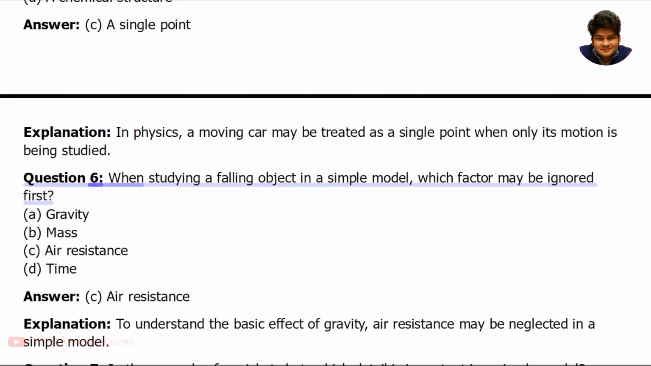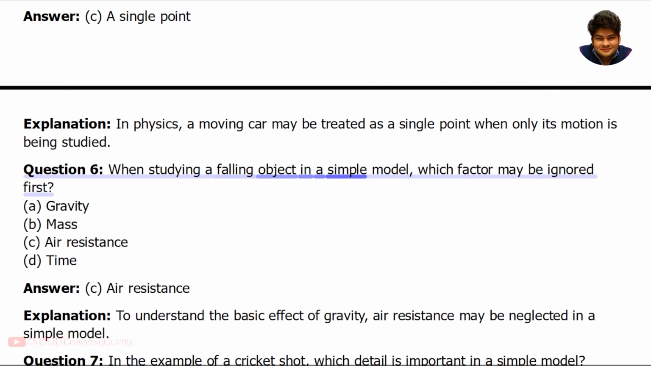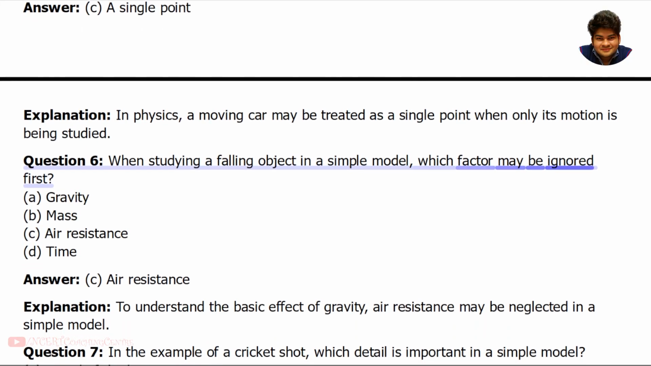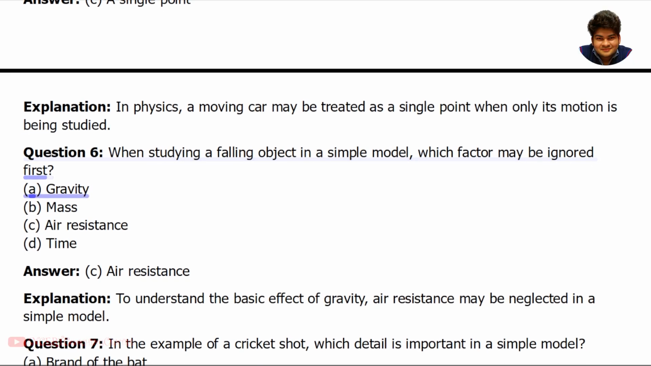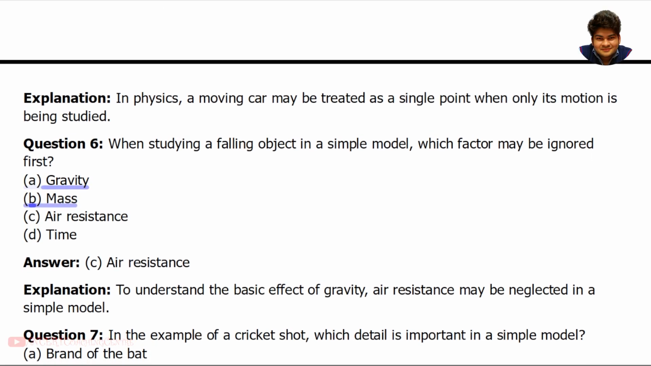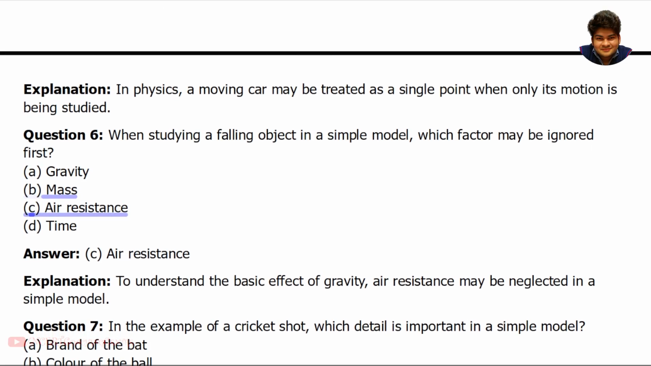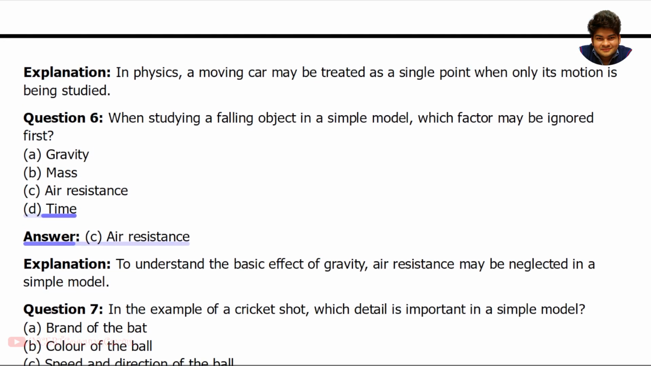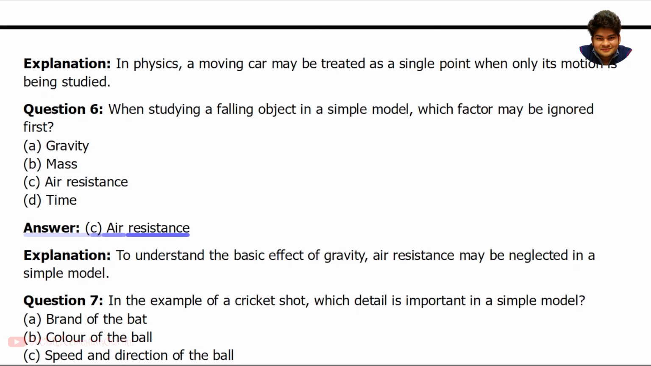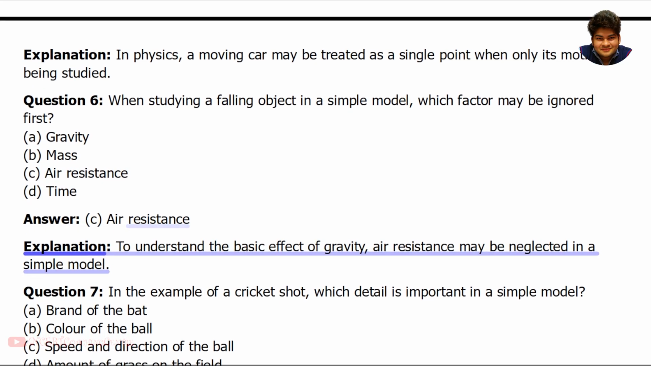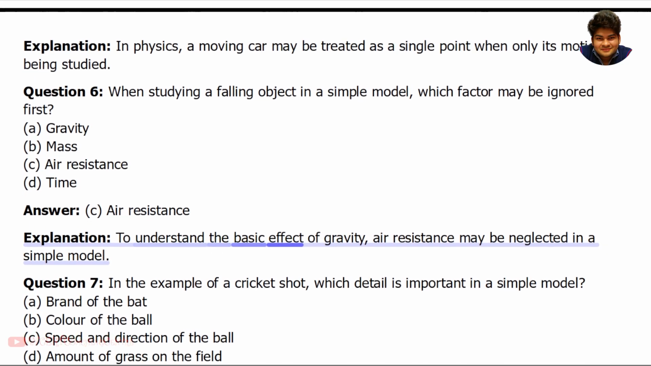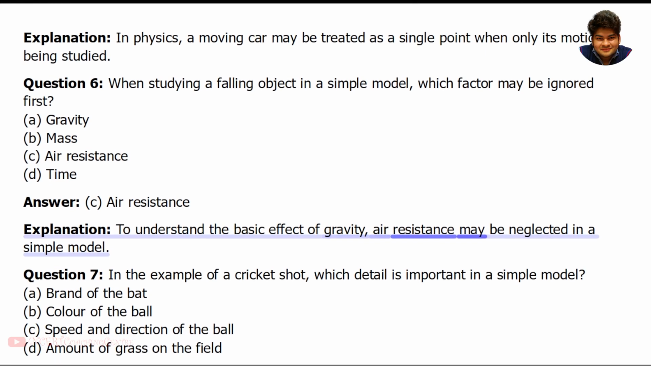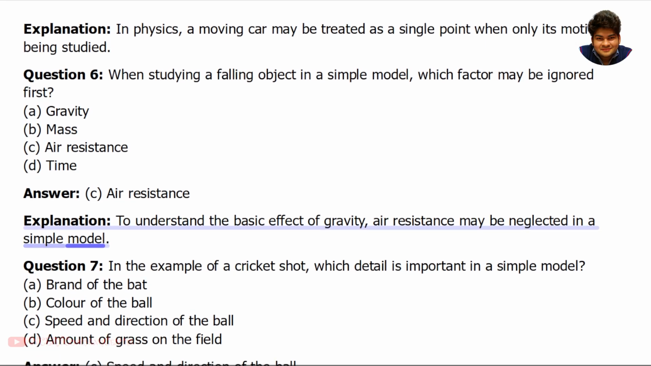Question 6. When studying a falling object in a simple model, which factor may be ignored first? A. Gravity. B. Mass. C. Air resistance. D. Time. Answer: C. Air resistance. Explanation: to understand the basic effect of gravity, air resistance may be neglected in a simple model.